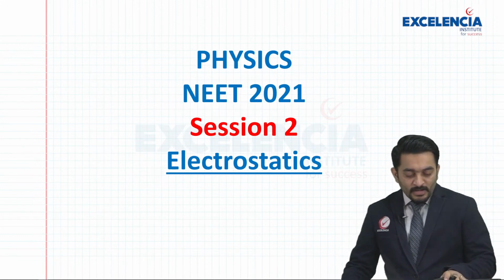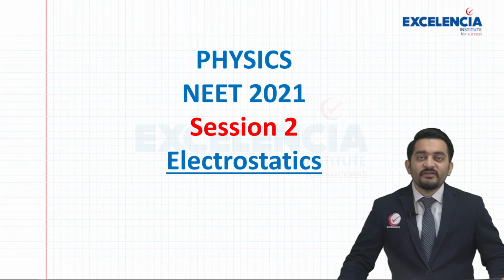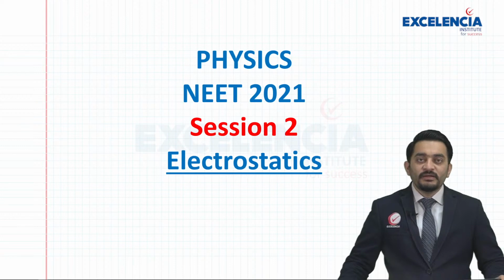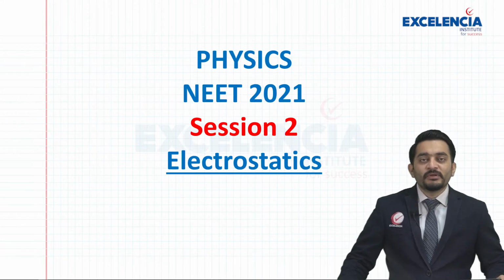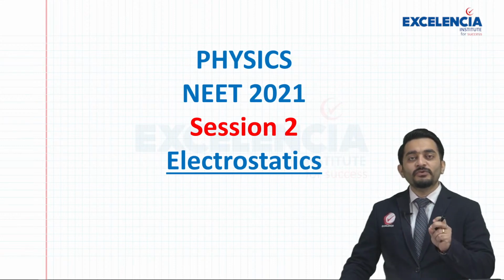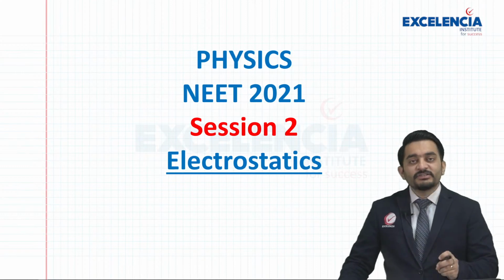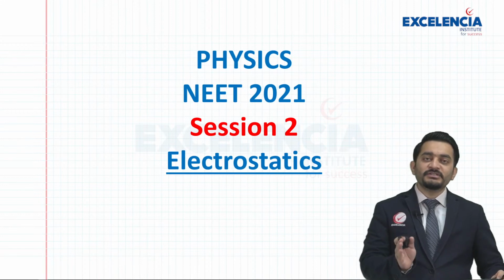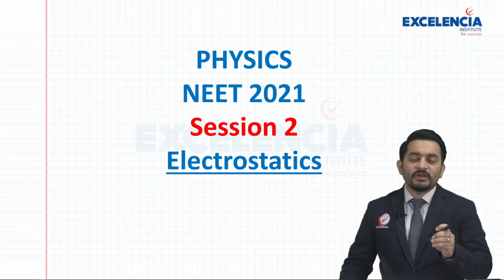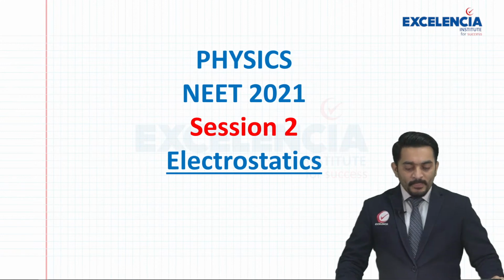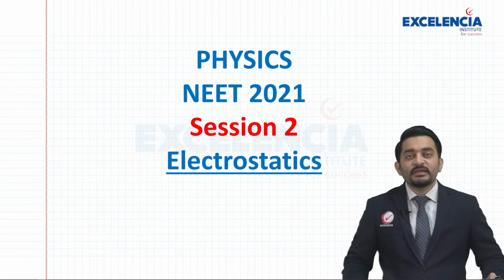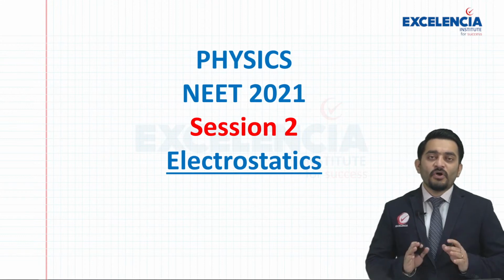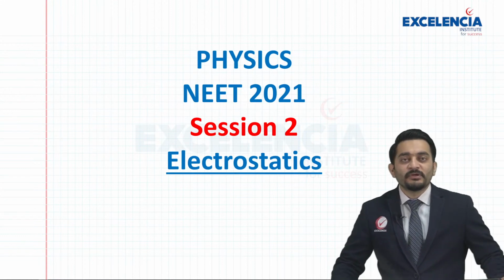Now, in my second session, I have taken the unit electrostatics, and you are aware that electrostatics is one unit which consists of 2 chapters: electric charge and electric field, and electric potential and capacitance, which is part of your grade 12th syllabus. Now, without wasting any time, let's move on to the questions and see how we have to solve specific questions in this unit.